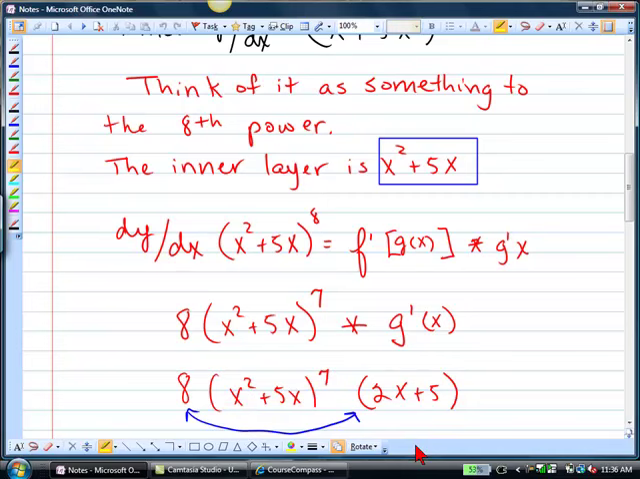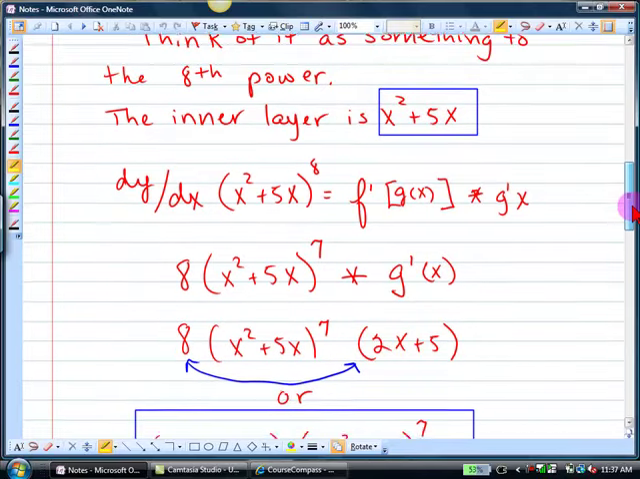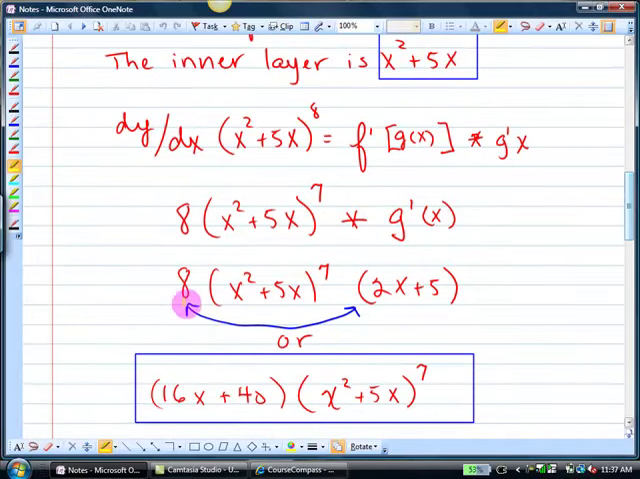It's called a chain because you kind of keep doing that. You don't finish by just writing 8 times that to the 7th. You have to take the derivative of what's inside, sometimes called the argument. How many of you have had trig? Hopefully a few. Well, in trig, you hear that a lot, the argument, but you'll hear it here too. All right, and you could write 8 times this, so you could write it as 16x plus 40 times that to the 7th, because you can't do anything with that.